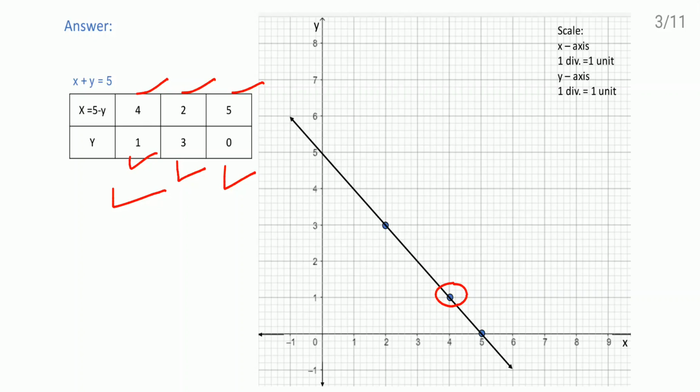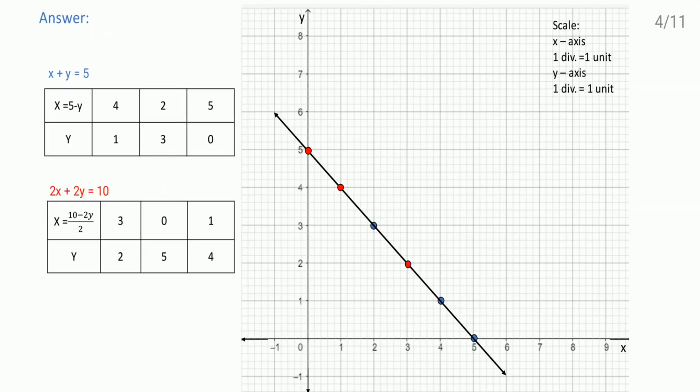Then 2, 3. 2 on the x-axis and 3 on the y-axis. This is the second point. And third one is 5, 0. It means that it is on the x-axis. This is the third point. And then we have drawn the line through these 3 points. Correct? Now come to the second equation here.